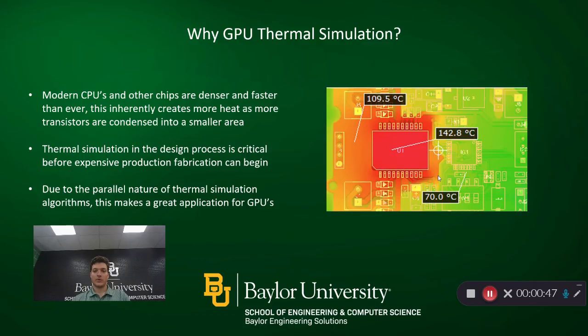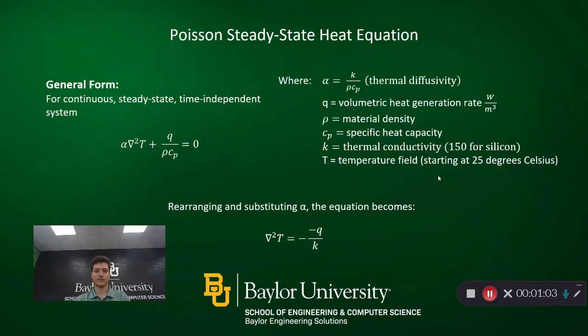So if we can simulate the chip beforehand during the design process, it'll save a lot of money during fabrication. And this type of simulation is inherently really good for GPUs because it's naturally parallel.